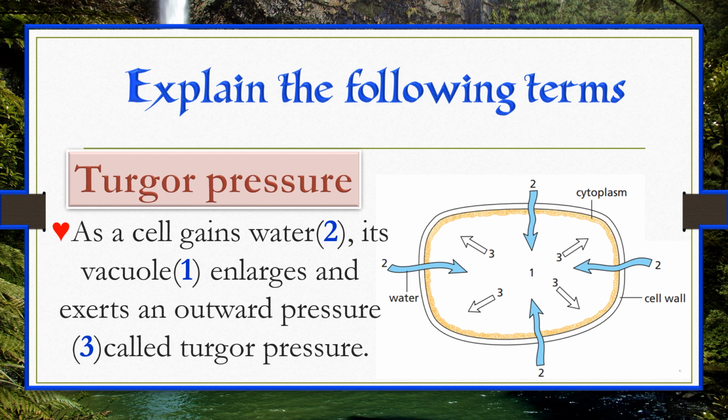So when the cell takes in water by osmosis, that is number 2, the vacuole, number 1, enlarges. It goes on enlarging as the cell takes in water. Now, the vacuole enlarging exerts an outward pressure onto the cell wall. That outward pressure, which is exerted by the vacuole on the cell wall, is what we call the turgor pressure. That is pressure 3.